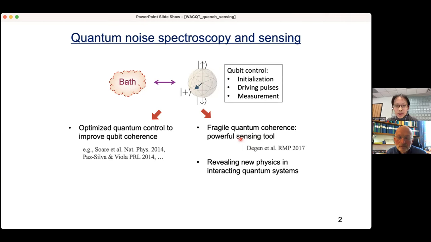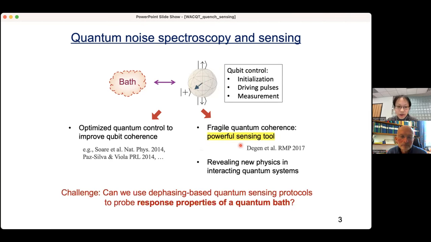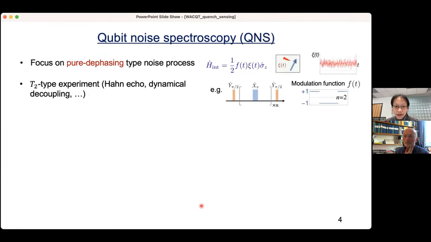And the question that we would like to address is, can we use those standard, readily available dephasing-based quantum sensing protocols to also probe the response properties of a quantum bath? I will explain what each of these terms mean in a few slides. But before I tell you about our results, to make sure that we are all on the same page, let me start by introducing the standard paradigm, which is given by the so-called qubit noise spectroscopy.